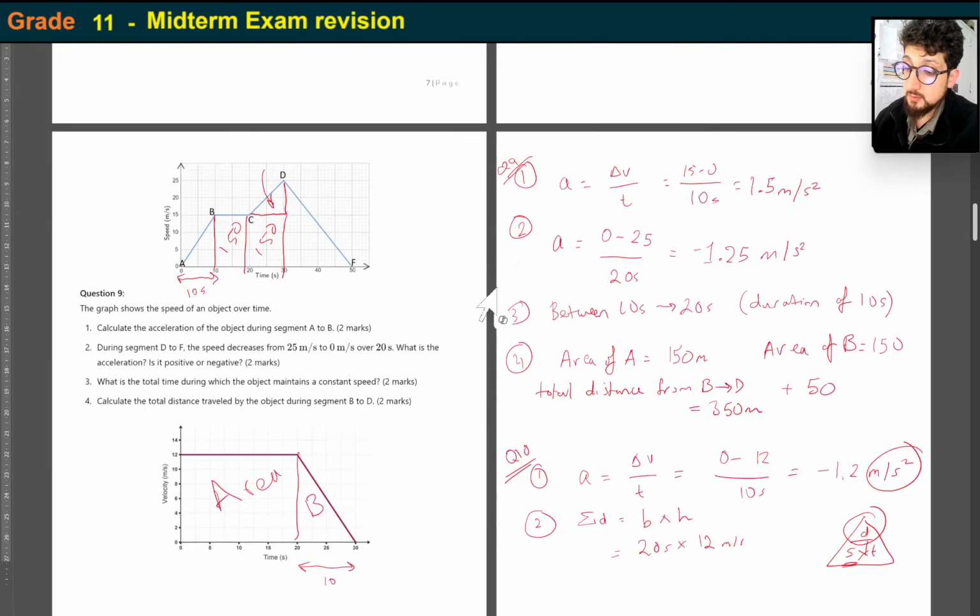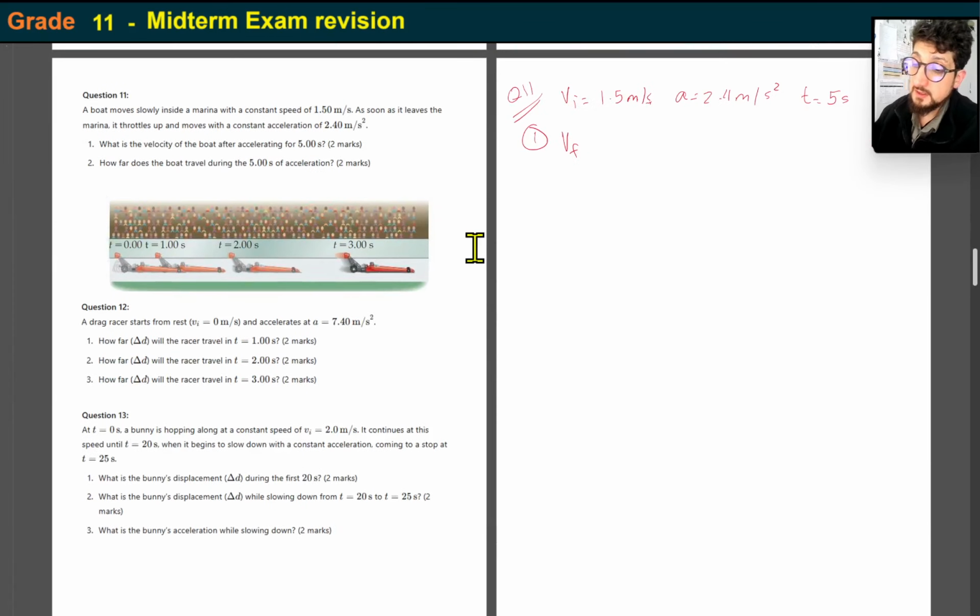And so, it's so much easier if you know the formulas, by the way, but I know it's a bit tricky for some students to learn those. But try and learn them. It's so much easier. VF equals VI plus AT. And that is the worst plus I've ever drawn. Here we go. Which is equal to 1.5 plus 2.4 times 5.